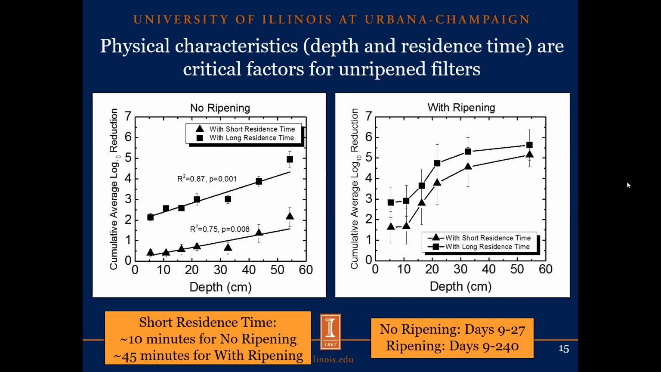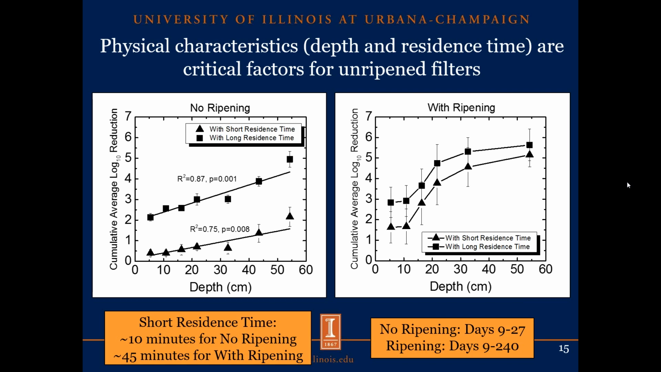And this filter, which we say was with ripening, was run up to 240 days. And what we can see here in the blue with long residence time of about 24 hours, we see that there's 3 log removal just in that 5 centimeters alone, which is the biolayer. And although the cumulative reduction increases up to 5 log, we see that the rate decreases with depth.